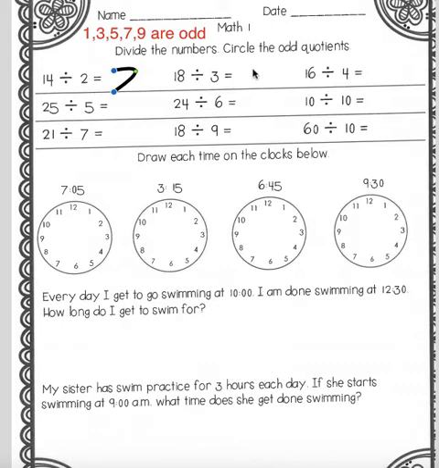All right, if I'm thinking about my multiples of 3 here, I want to see how many times 3 goes into 18. I'm going to name my multiples of 3. So I have 3, 6, 9, 12, 15, 18. So 3 would go into 18 6 times. So 18 divided by 3 would equal 6.